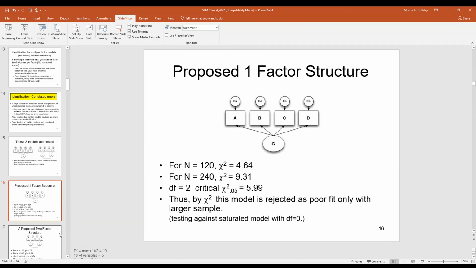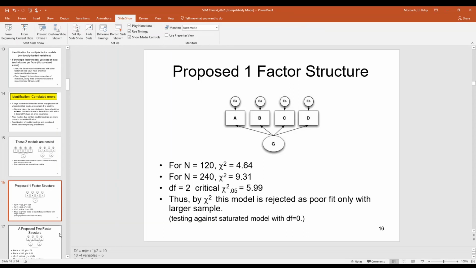So I run this model, okay, and the first thing I did, just to illustrate another point, which is how sample size is going to affect model fit and other things, is I run this model and I say I've got 120 people, which is actually, I believe, what the sample size is. So there are 120 people in the sample. I run the model, okay, my chi-square is 4.64 with 2 degrees of freedom.